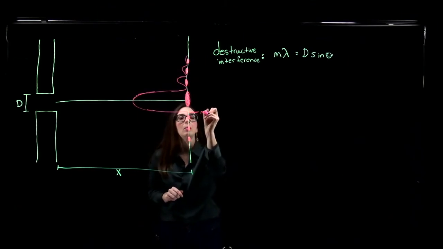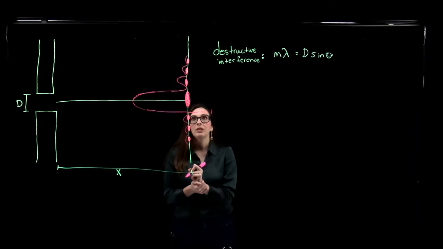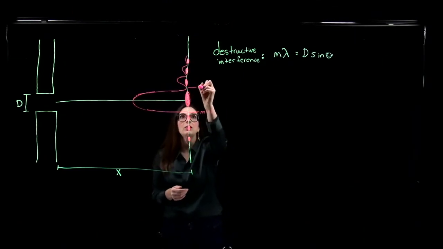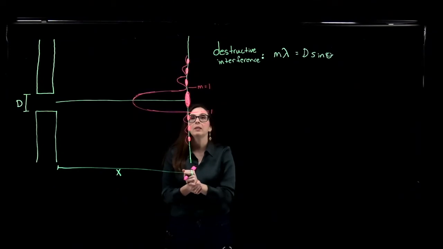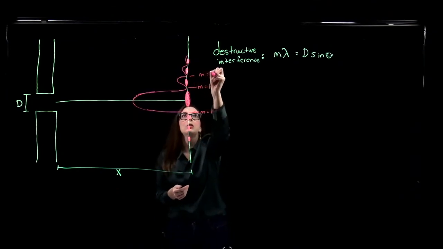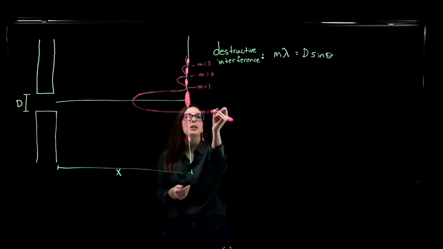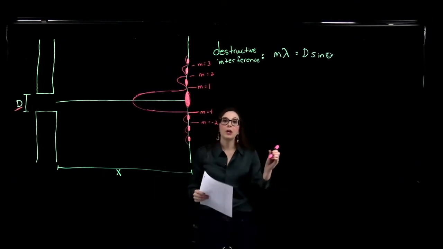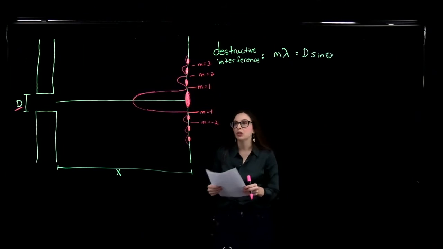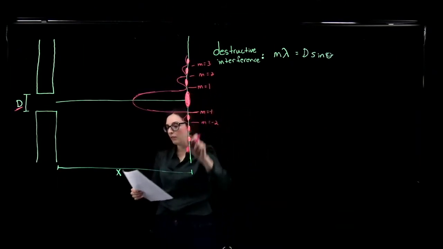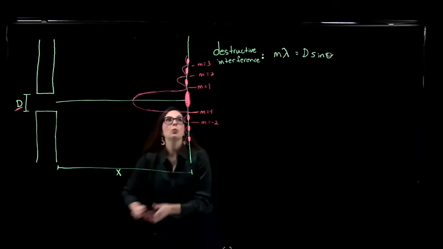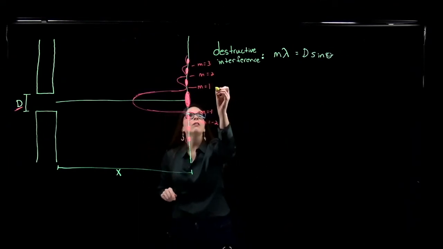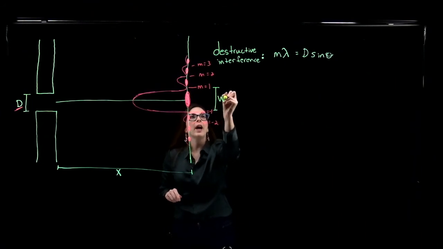So this is my m equal 1 destructive interference. That's my dark point between the bright points. And this is m equals 2, m equals 3, and so on. So actually I would call this m equals minus 1 on the other side, m equals minus 2. What we are going to do is derive an expression for the width of this central maximum. We're going to call this width W.